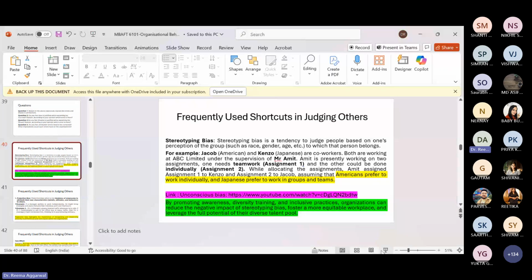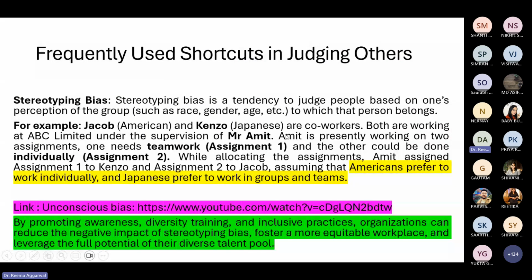So when we are making decisions, there are a lot of shortcuts that we are making when we are judging others. First is stereotyping bias. Stereotyping bias means it is our tendency to judge people based on the groups they belong to. So for example, अगर आप किसी American के साथ work कर रहे हो, it is in our mind that they prefer individual work. और अगर हम किसी Japanese के साथ work कर रहे हैं, then it is again in our mind that they prefer teamwork. But this is not true for all the Japanese or all the Americans.